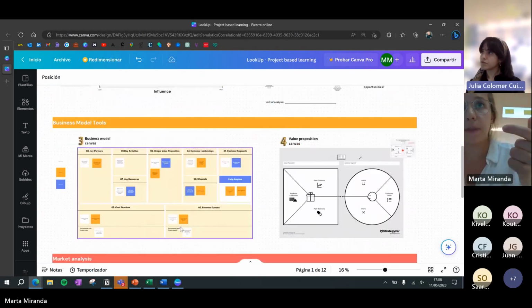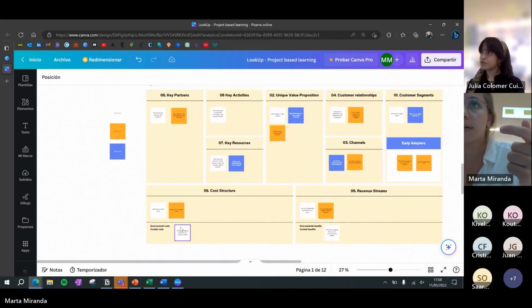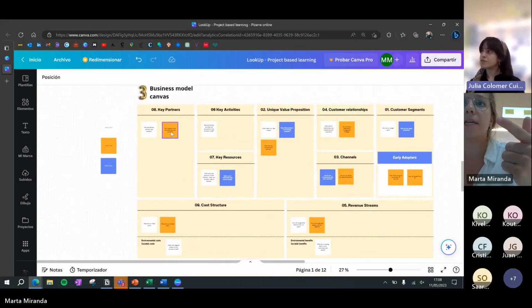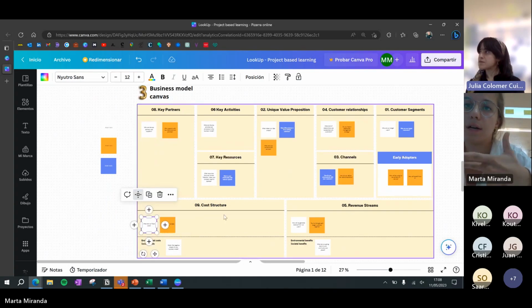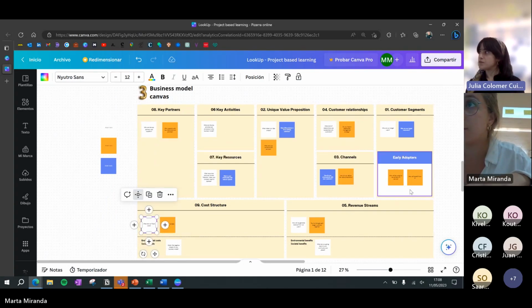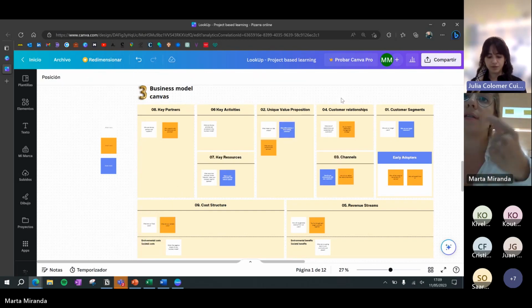Okay, third template, the business model canvas, the typical one. Here you have many questions that will help you to think and to answer. You can take them off, you can eliminate them, and answer each box. Important: here you have the numbers 0, 1, 2, 3, 4, 5. It's the order in which you have to fill in this template. Very important.